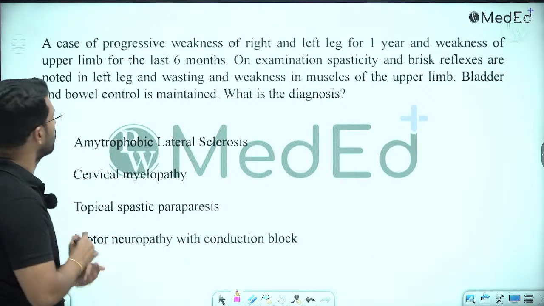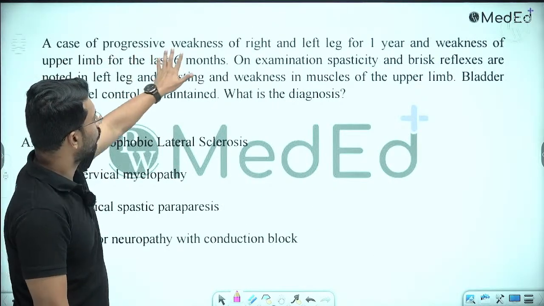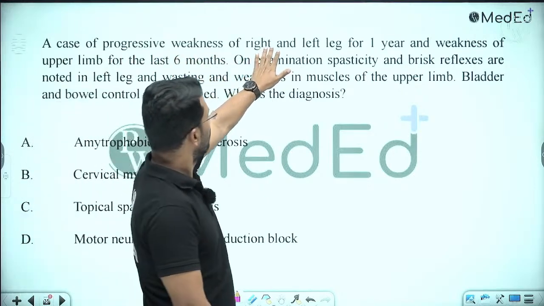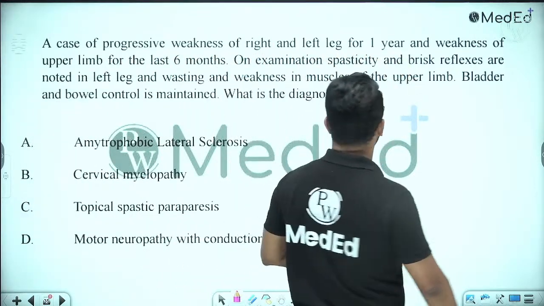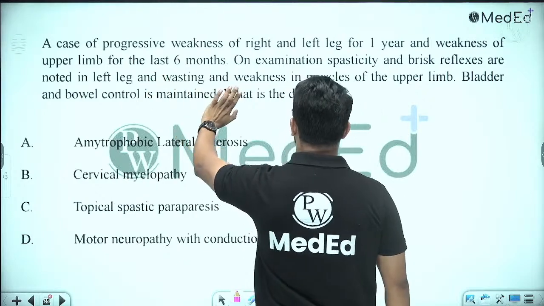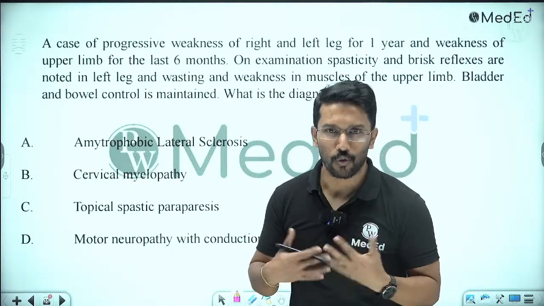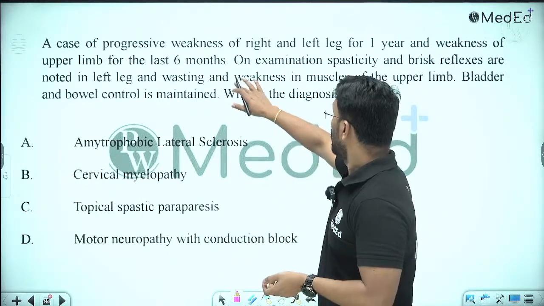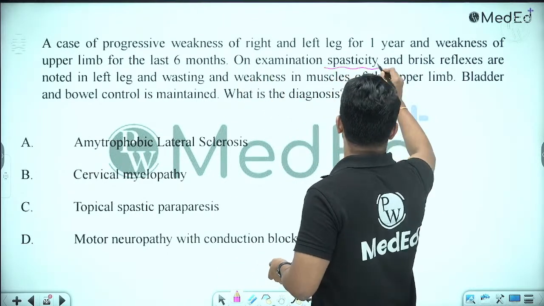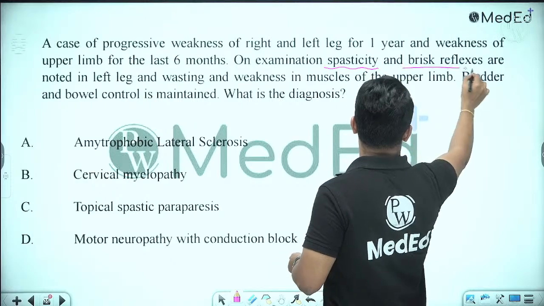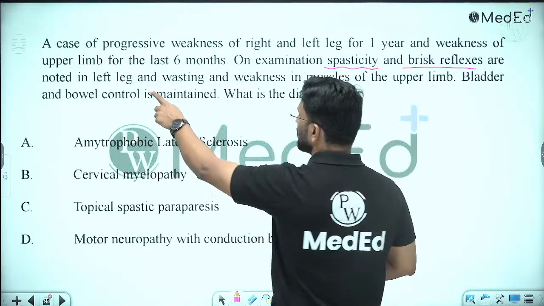Okay, so here is one more question. A case of progressive weakness of the right and left leg for 1 year and weakness of the upper limb for the last 6 months. So it looks like not an acute condition, right? It's not an acute condition, it's a slowly progressing condition. Now on examination, spasticity and brisk reflexes are noted in the left leg.